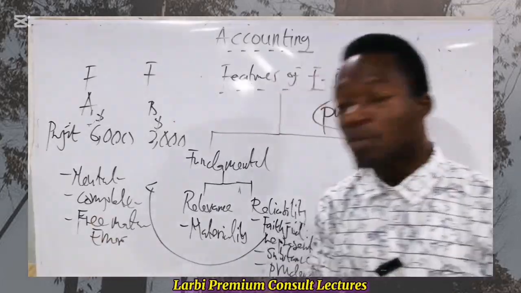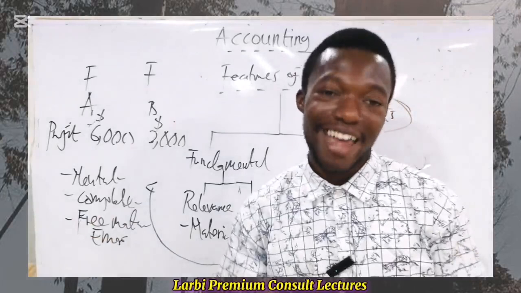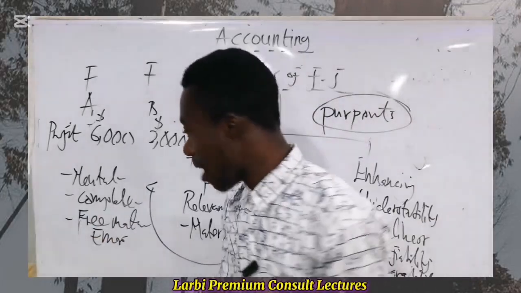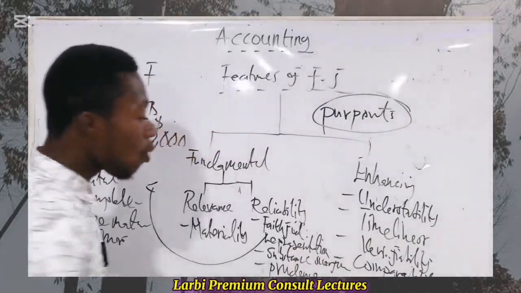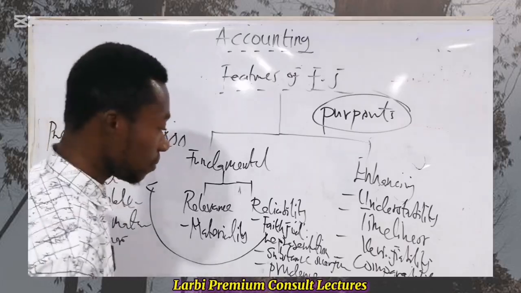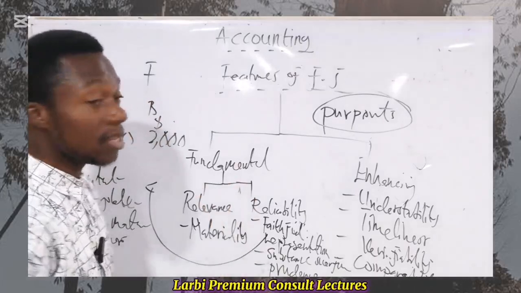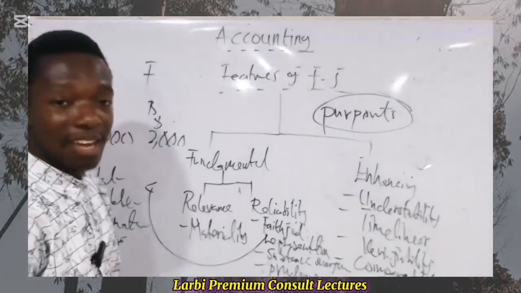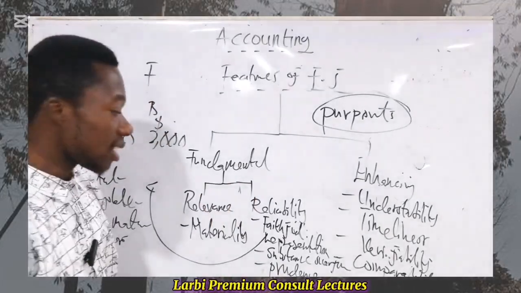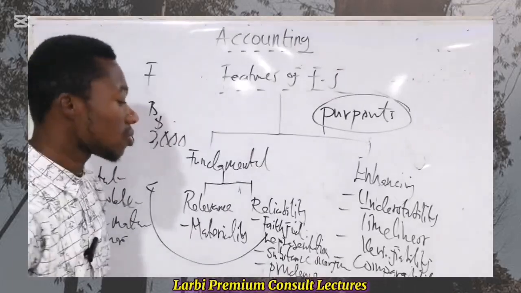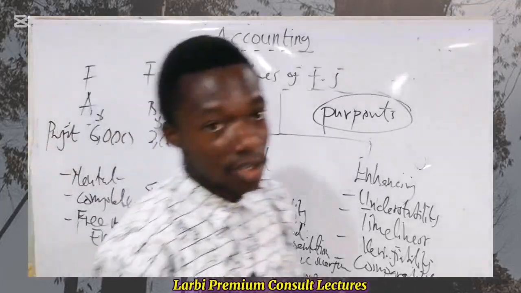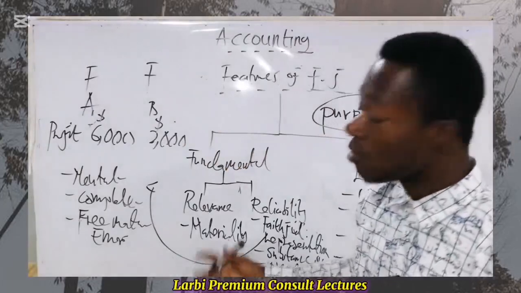And then also it should be free from material error. This is what we call faithful representation under the fundamental, or under the reliability, as one of the key qualitative characteristics of the financial statement. We also have substance over form. It's also an aspect of faithful representation.